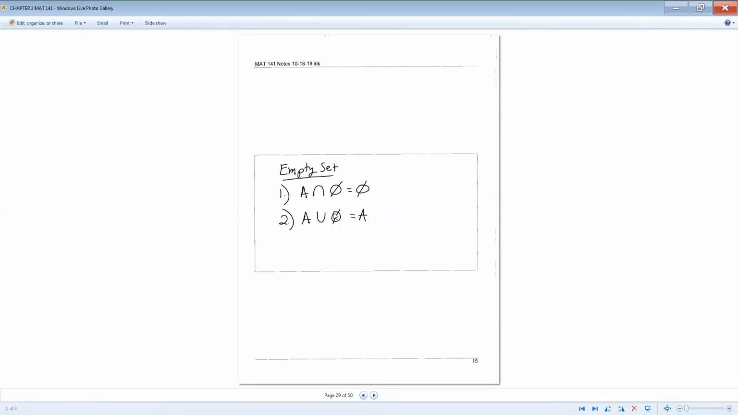The empty set, whenever you want to know the intersection of a set and the empty set, in other words, you're asking what does a set and the empty set have in common? The answer is nothing, so it will be the empty set. And then if you union the empty set with a set, if you union nothing with set A, then all you will have is set A. So that's all that they're saying here.